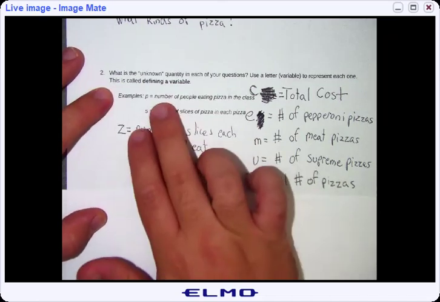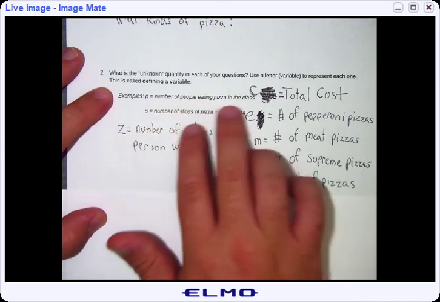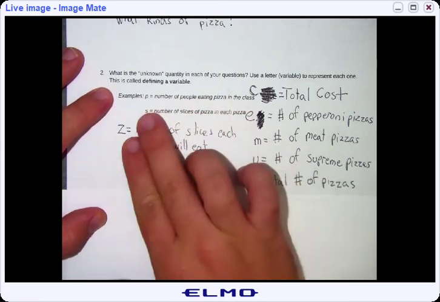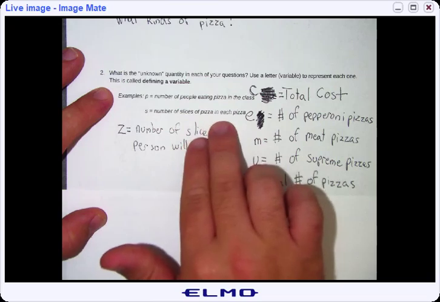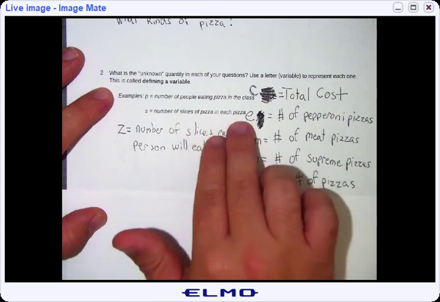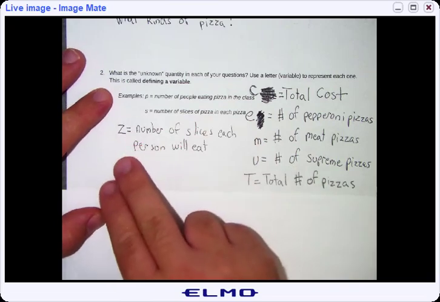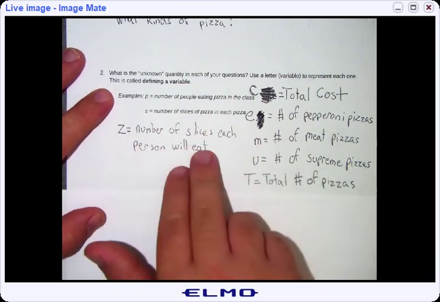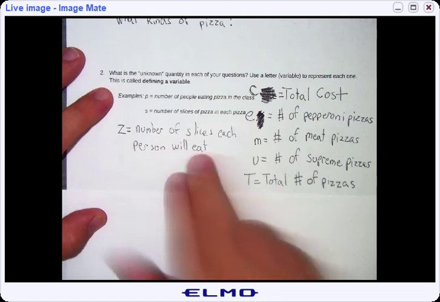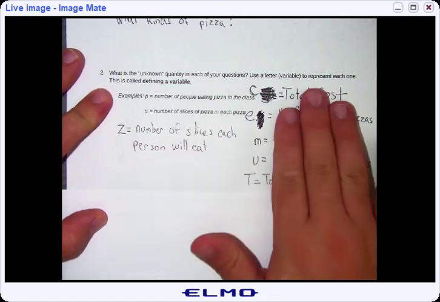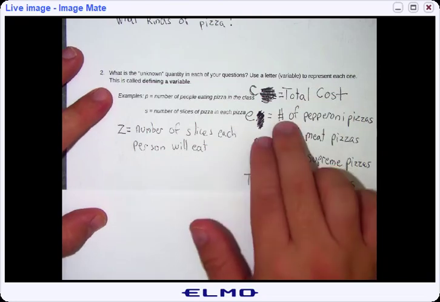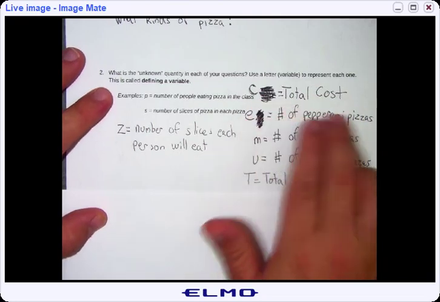So in our example, we have the number of people eating pizza in the class. That's going to be P. We have S is the number of slices of pizza in each pizza, right? And that's a little different than the variable I made here. The variable I made here is Z, and it says Z is the number of slices each person will eat. And now I've kind of broken down some of the cost ones. So we'll let C be the total cost.